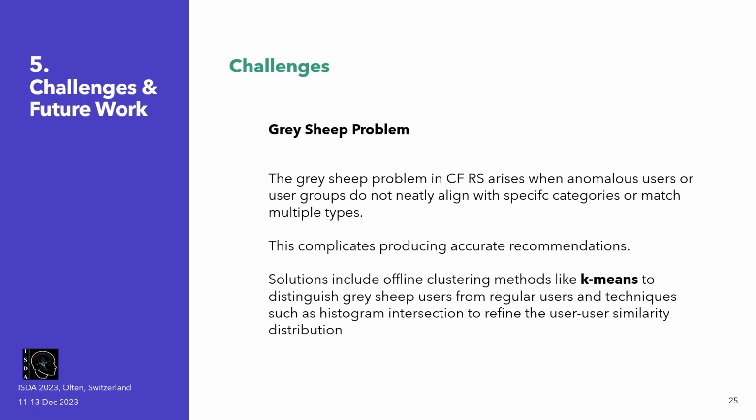The last challenge is the gray sheep problem. The gray sheep problem arises when anomalous users or user groups do not necessarily align with a specific category or match multiple categories. This complicates providing accurate recommendations. A solution for this problem includes applying clustering methods, for example k-means, to distinguish gray sheep users from regular users, and techniques such as histogram intersection to refine the user similarity distribution.